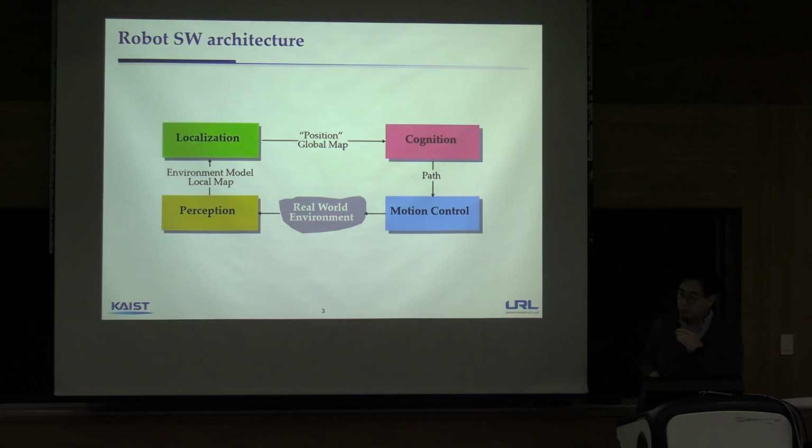And then the robot actually should control the actuator. So this is the motion control part. And the robot moves. And we face the new real world environment, and then again and again we iterate this process. Perception, localization, cognition, motion control will be iterated all the time.